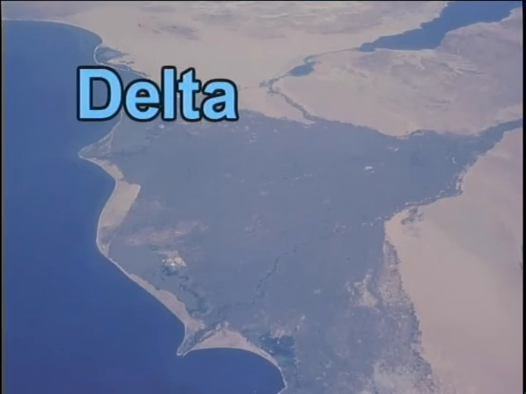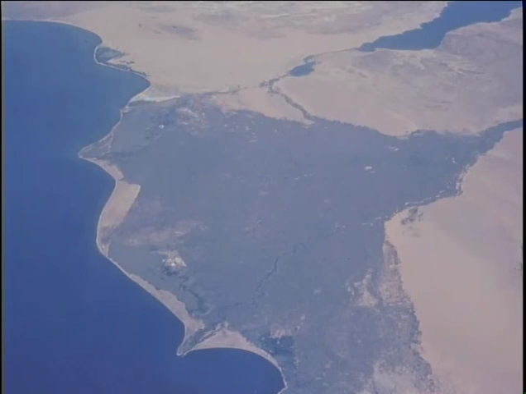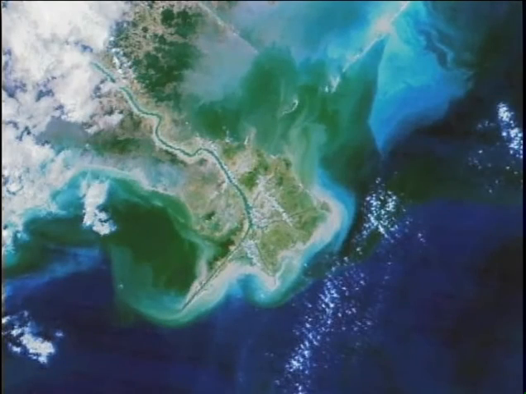Deltas are formed when large amounts of sediment are dropped when a stream or river enters a lake or sea. The Nile River Delta, for example, was formed when sediments were deposited in the Mediterranean Sea. This satellite image shows the Mississippi Delta in Louisiana, where the Mississippi River drops sediments at its mouth in the Gulf of Mexico.